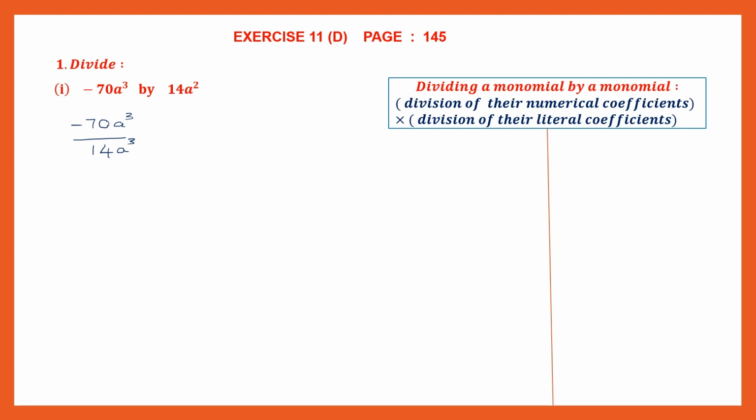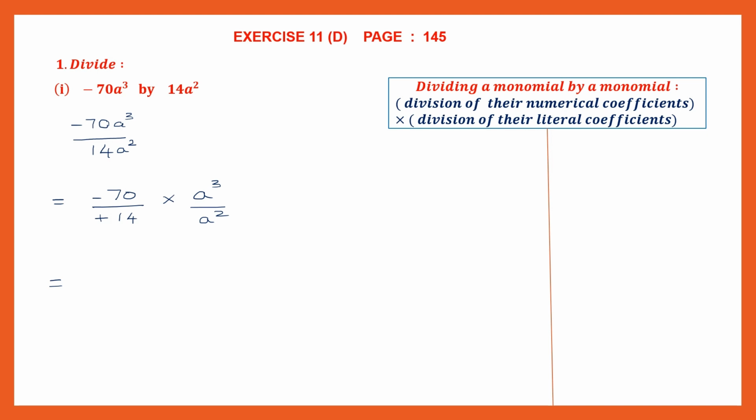Okay, so what does this rule say? First divide the numerical coefficients. Numerical coefficients are minus 70 and 14, and this will be plus 14. So let's do that. We divide minus 70 by plus 14 and we multiply this with the division of their literals, that is a to the power of 3 divided by a to the power of 2. Now we can divide the numbers.